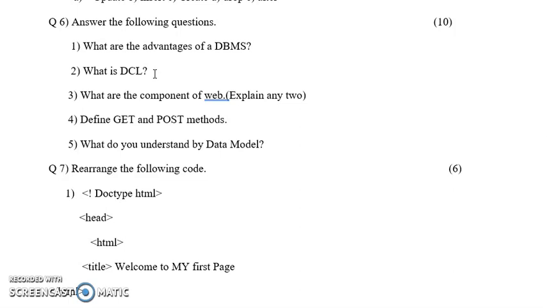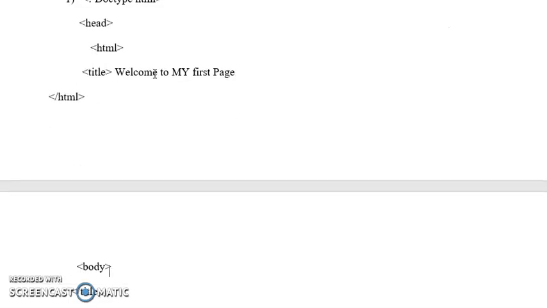Then you need to define GET and POST method. You can give a difference between them. What is the exact difference between both of them? And the last one is, what do you understand by data model? That is also important, and you will get that point from the book.